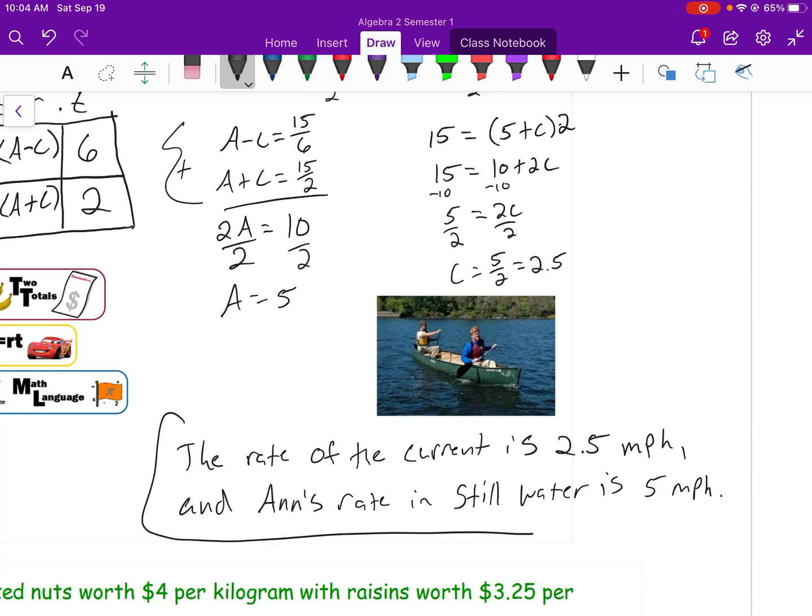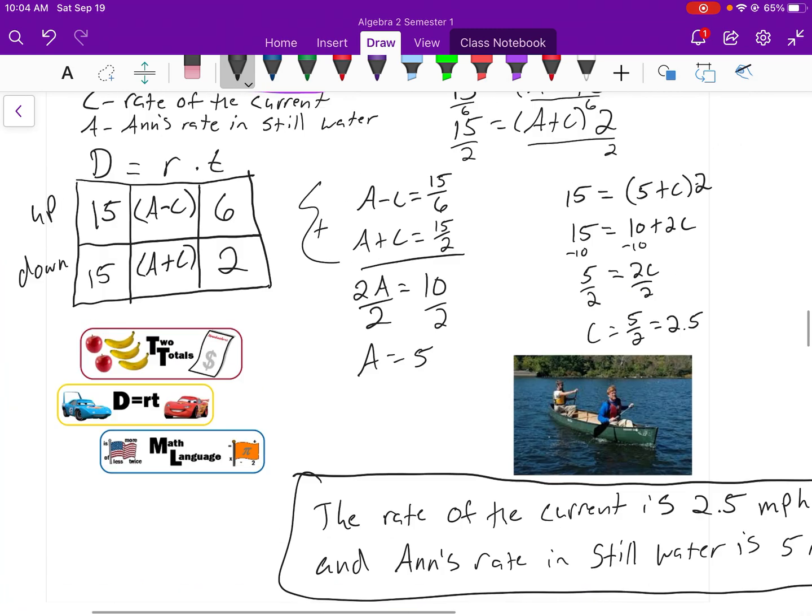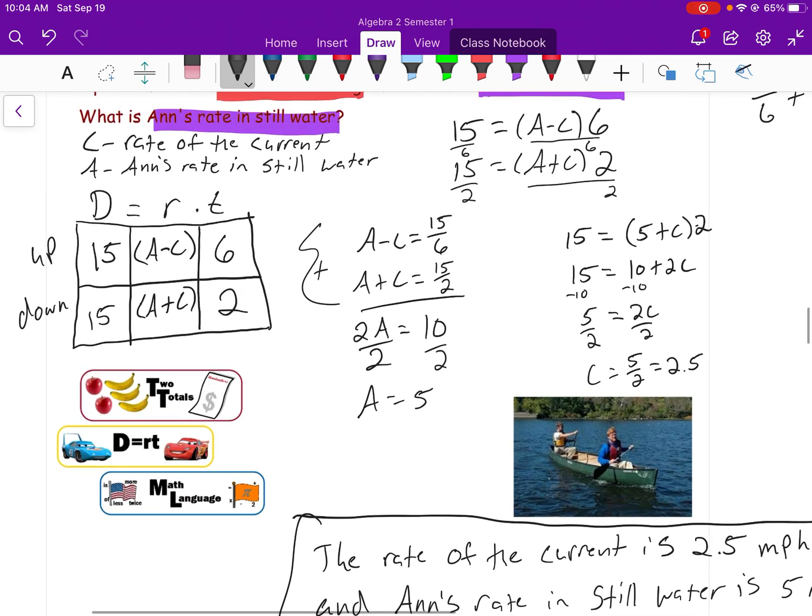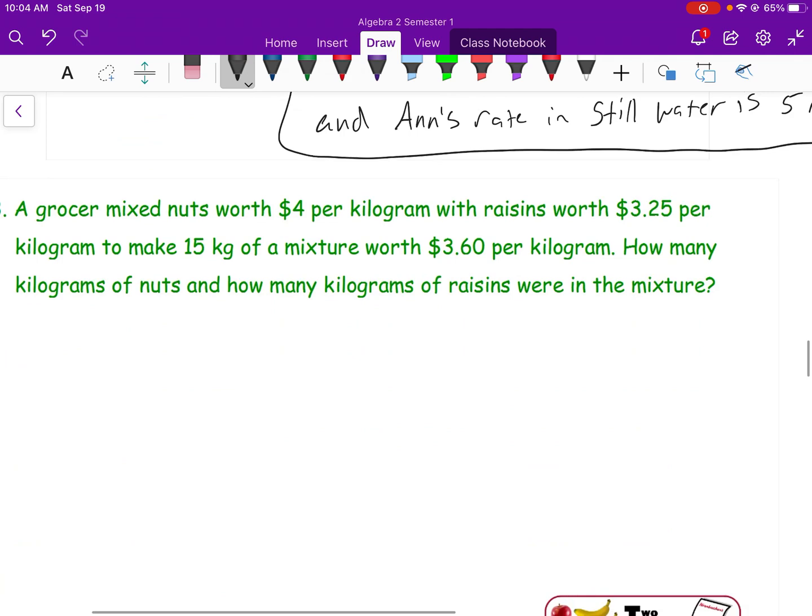Okay, so there we have our distance equals rate times time problem. Those are typically the harder ones. So the big thing there is to set up the table and remember that it's rate times time, so that's a minus c in parentheses, that quantity times the time.